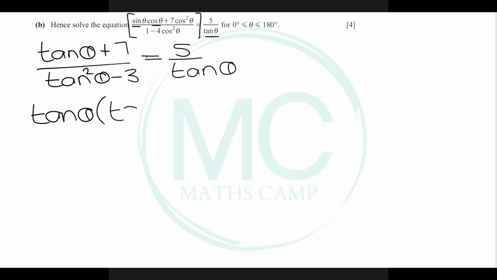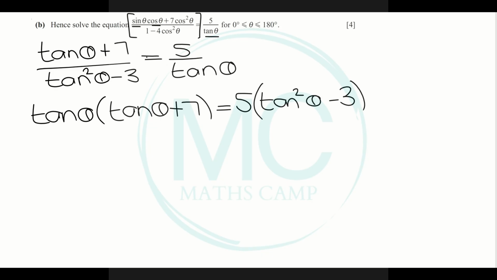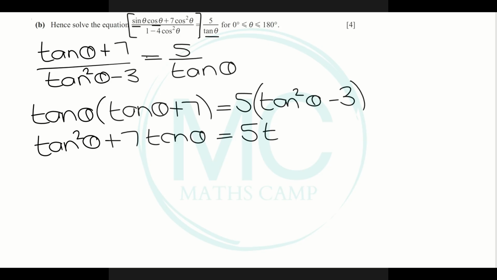multiplied by tan theta plus 7 is equal to 5 tan squared theta minus 3. And now we can close the bracket. Now we can expand and we get tan squared theta plus 7 tan theta is equal to 5 tan squared theta minus 15. Now we have a quadratic. We have tan squared over here and 5 tan squared on this side.